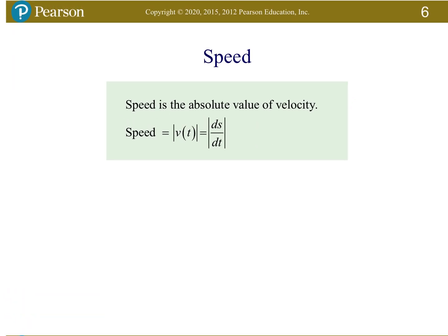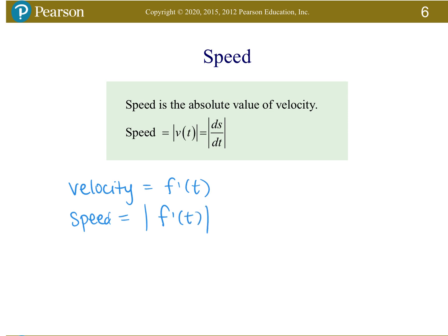Okay, let's define speed. Speed and velocity are two different things. Velocity includes direction, speed does not. So velocity is straight out f prime. Speed is the absolute value of f prime.